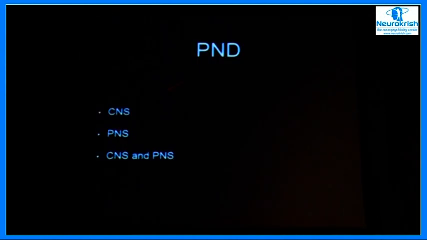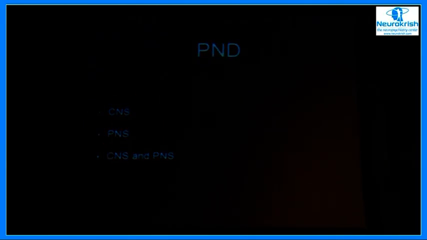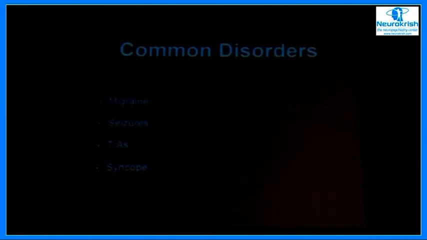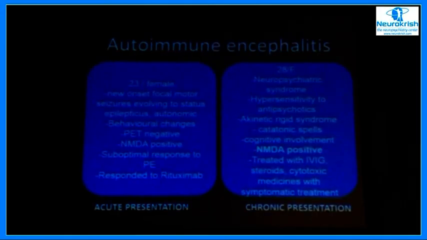So basically, they involve the CNS, PNS, or sometimes you have CNS and PNS. Mostly they usually affect only one system, but sometimes you have patients who could have more than one system getting affected. And there are common and complex disorders. The common disorders are migraine, seizures, TIAs, and syncope, which already the topics have been handled.